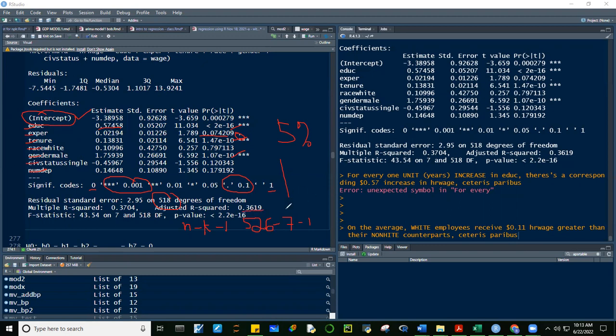36.19. Ano ibig sabihin ng 36.19? It means, guys, that 36.19% of the variability of our dependent variable hourly wage can be explained by our model. Yung model natin na including 7 independent variables. So 36.19% ng variability niya. E paano yung mga 63% plus? Well, it can be explained by other variables. Pero dito, 36.19% lang. Okay, konting review tayo ah.